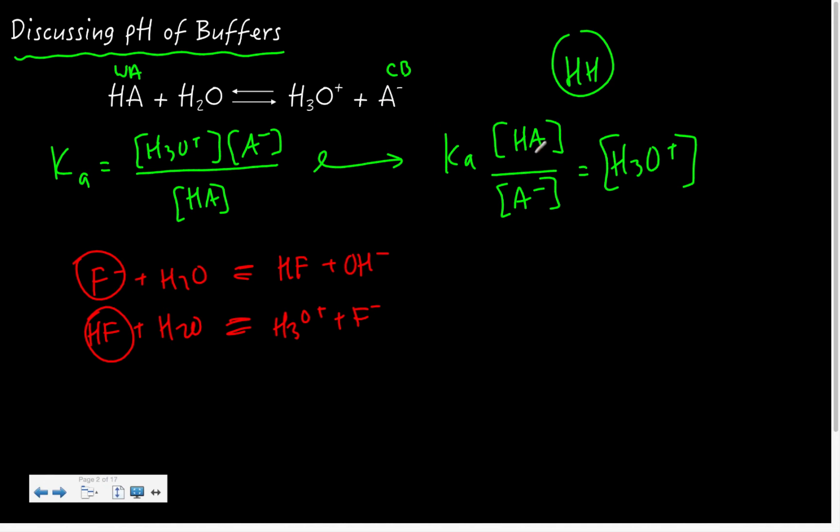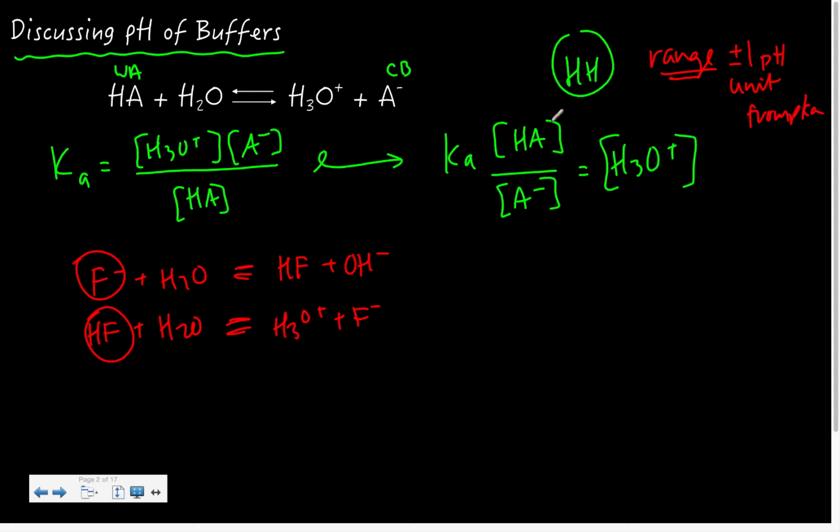All right, so if I look here, what that means is a couple of important notes in terms of buffer properties. First of all, we have our buffer range, one of those keywords. And our range is always going to be what? Plus or minus 1 pH unit from pKa.